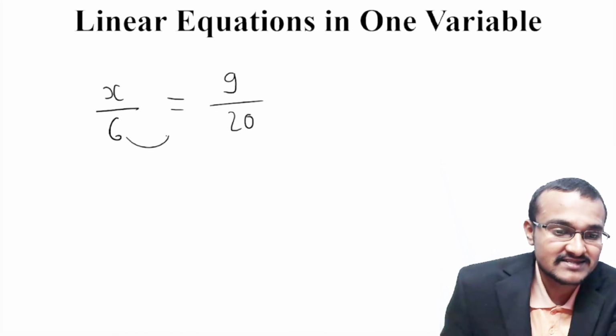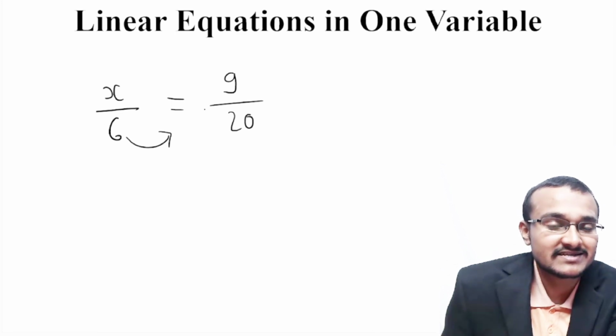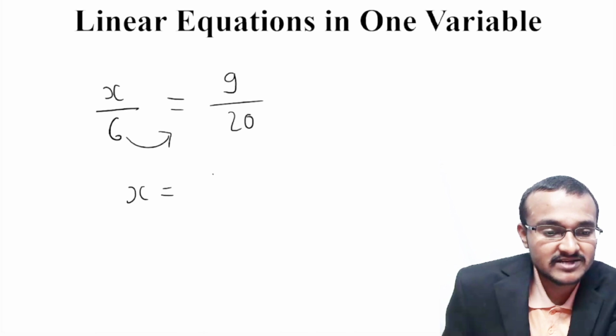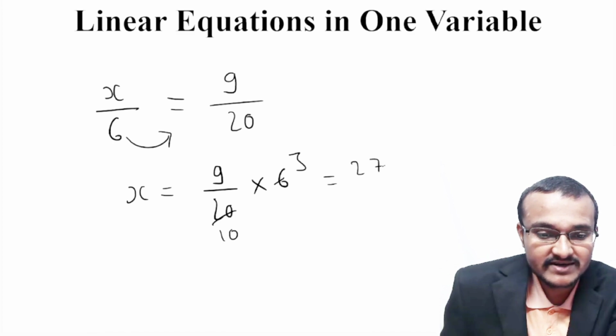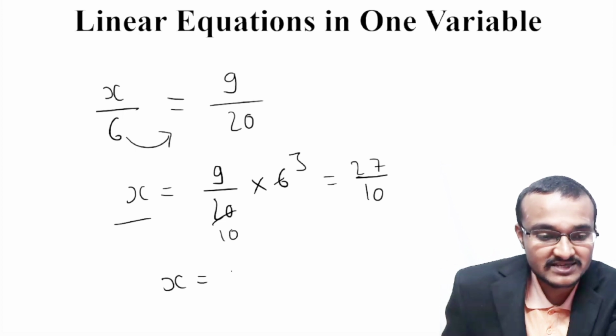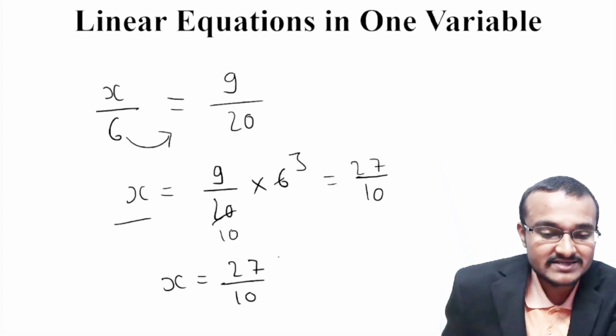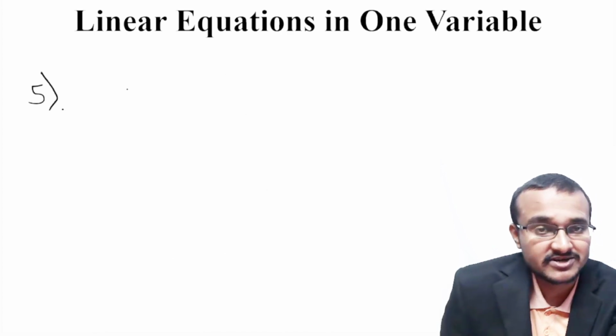Now you can bring this 6 to right hand side. So here it is divided by 6. So when you bring this division to RHS, it will become multiplication. So x will be equal to 9 by 20 into 6. So you can actually easily solve this particular question. So 2 3s are 6, 2 10s are 20. So 9 3s are 27. So 27 divided by 10 will be your answer for this particular equation. So after solving this equation, you will get x as 27 by 10. So x is equal to 27 by 10. So now let us move to the fifth question in this particular exercise.